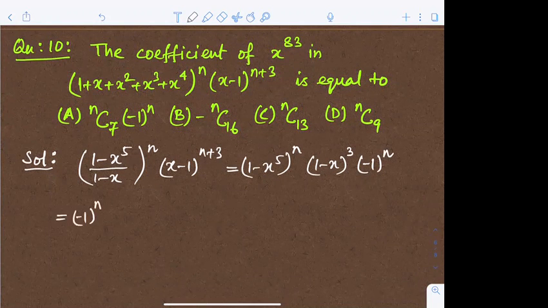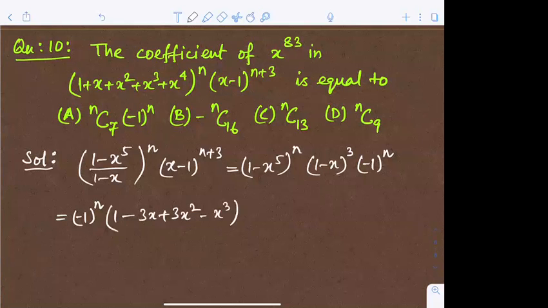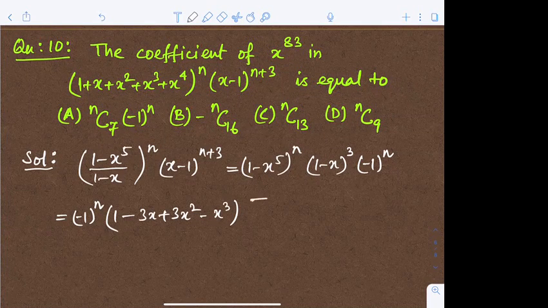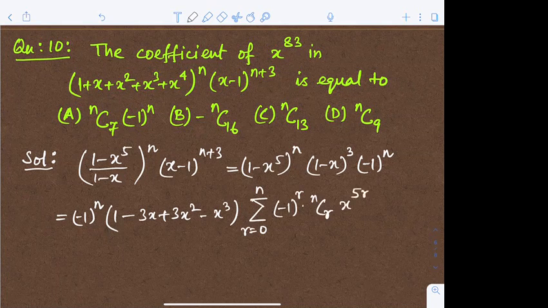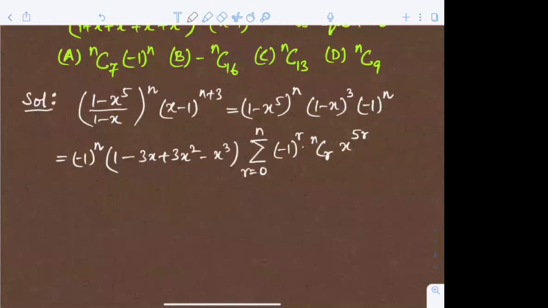So that is equal to minus 1 to the power n. 1 minus x whole cube is 1 minus 3x plus 3 into 1 minus x power 5 whole to the power n. If we expand that, many terms will come, so I write it in the general term here. So r is equal to 0 to n, here minus 1 to the power r nCr x to the power 5r, right? This is the general term of this.